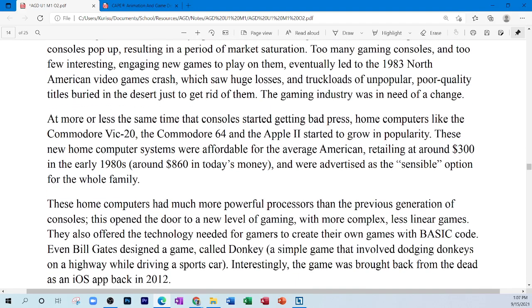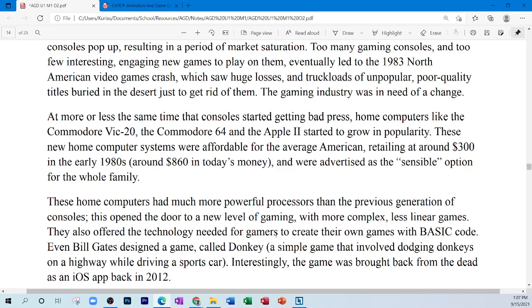These home computers had much more powerful processors than the previous generation of consoles. This opens the door to a new level of gaming, with more complex, less linear games. They also offer the technology needed for gamers to create their own games with basic code. Even Bill Gates designed a game called Donkey, a simple game that involved dodging donkeys on a highway while driving a sports car. Interestingly, the game was brought back from the dead as an iOS app back in 2012.